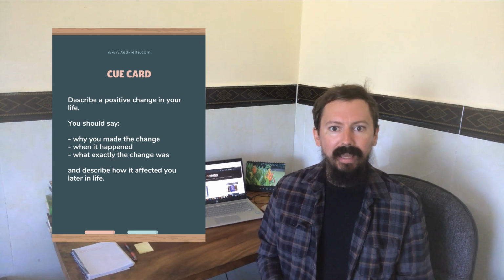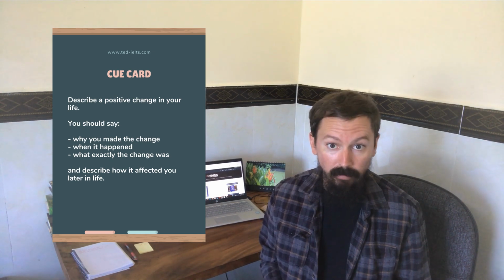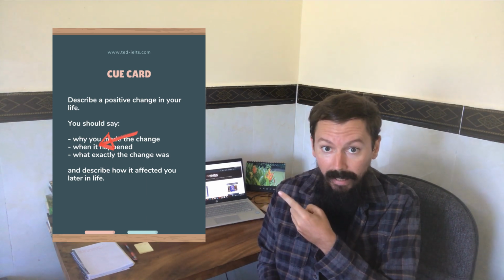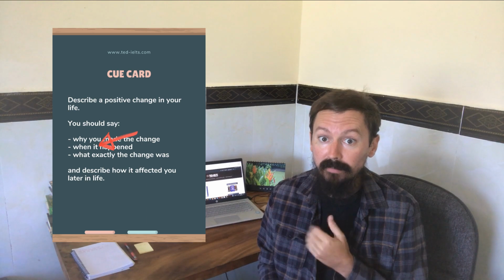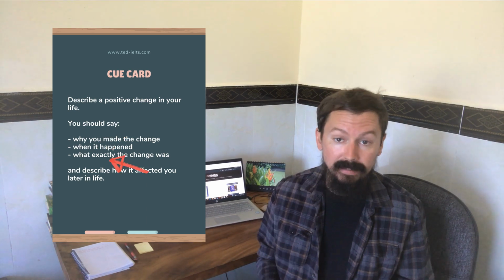Well, we must look at the circumstances of the change, which means the background. This explains why it happened. We must also say when it happened, and we must talk about the details of the change as well. Finally, we can talk about how it affected our life.